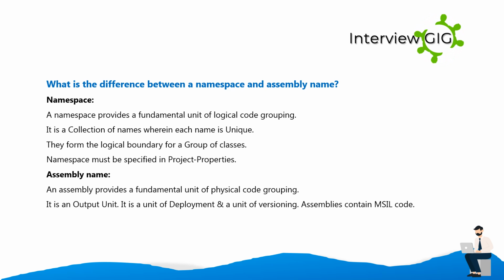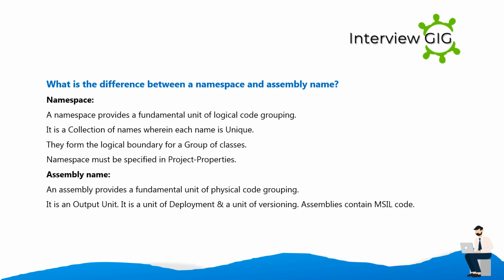What is the difference between a namespace and assembly name? Namespace: a namespace provides a fundamental unit of logical code grouping. It is a collection of names wherein each name is unique. They form the logical boundary for a group of classes. Namespace must be specified in project properties. Assembly name: an assembly provides a fundamental unit of physical code grouping. It is an output unit. It is a unit of deployment and a unit of versioning.